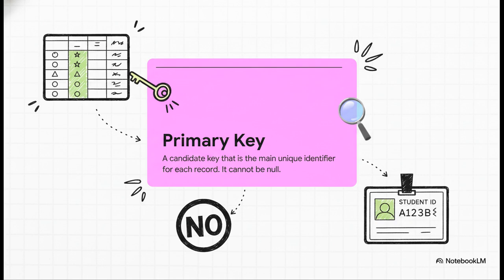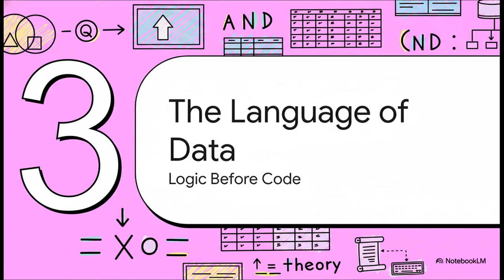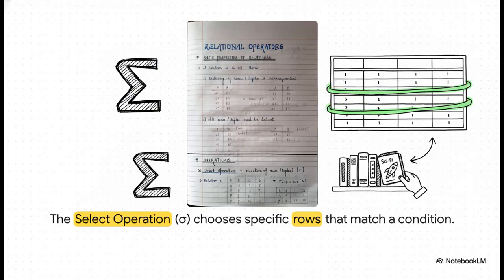All right, so we have the structure down, we have our tables, we have our keys. But before we can actually write code to ask the database questions, we need a way to think about the question itself. We need a language of pure logic, and that's where this formal system called relational algebra comes in. Think of it as the theory behind the practice. So let's look at how we filter data on a conceptual level. The first big operation is select, and it's represented by that Greek letter sigma.